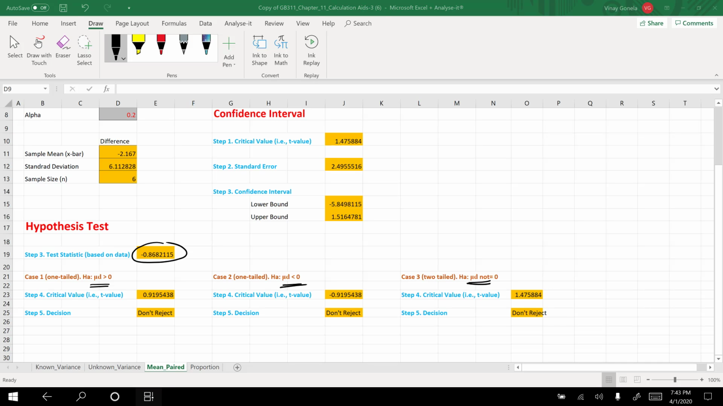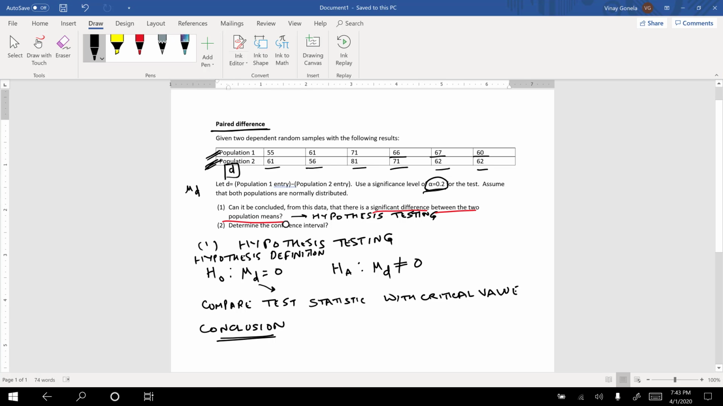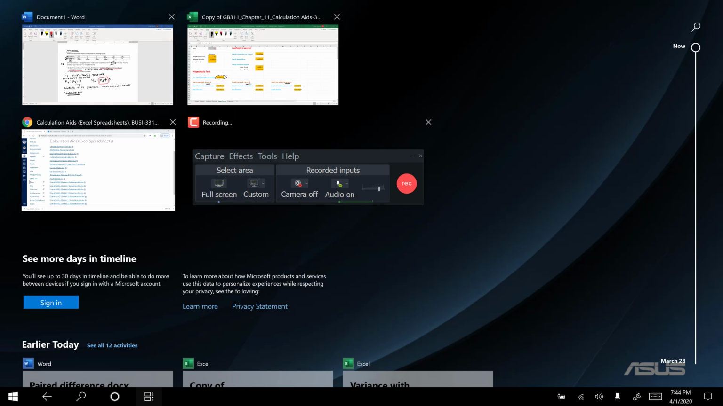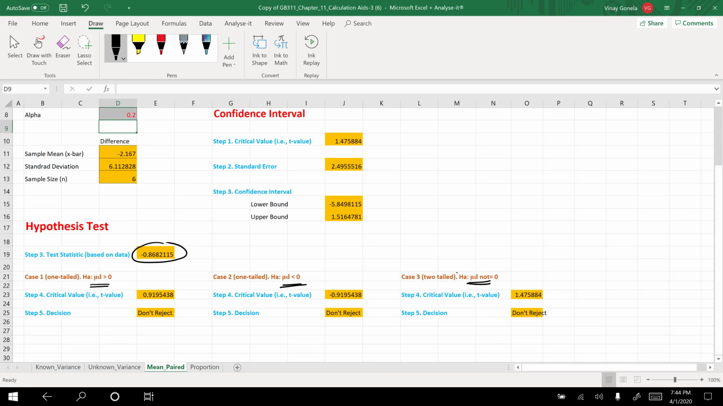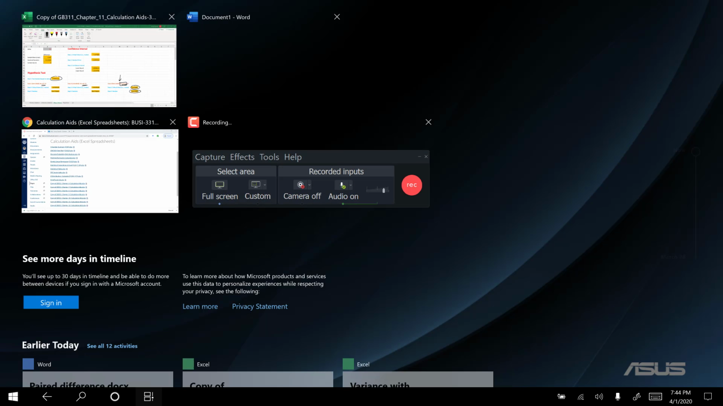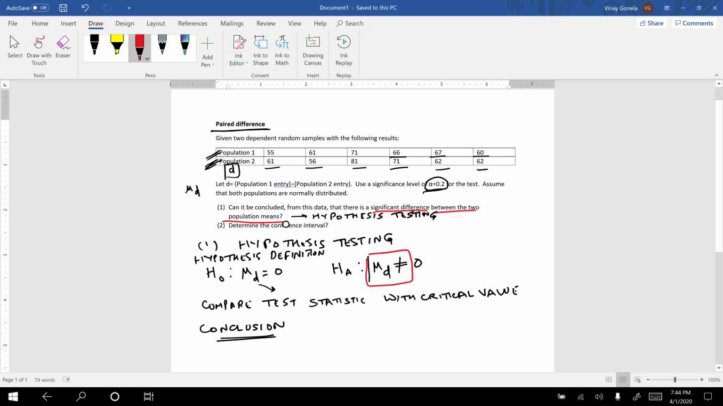So we have to go and look at our hypothesis, which is mu d not equal to. So I will go here and look at the alternative, which is mu d not equal to the hypothesized value. So I will be using this. So my critical value is 1.47, and then they are saying don't reject. When they say don't reject, they are talking about the null hypothesis. So here in this case we are saying don't reject this. So this is true. So that means these two populations are the same.